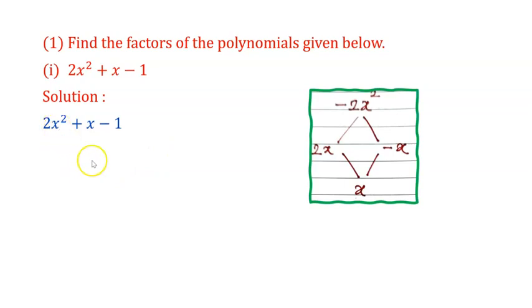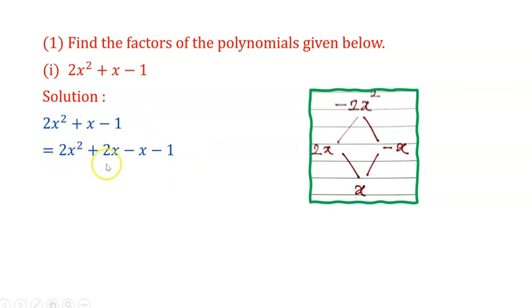Now product of first term and last term, that is 2x square into minus 1, is minus 2x square. Middle term is x. Okay. Now find out the two numbers such that whose sum is x and the product is minus 2x square. Therefore, the factors are 2x and minus x. 2x minus x is x. 2x into minus x is minus 2x square. And hence here we write 2x square, x is replaced by 2x minus x.